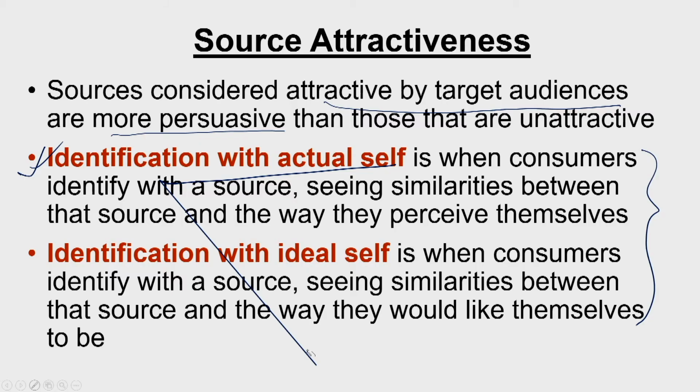Now, why does this happen? There are two types of factors here. One is identification with the actual self. If people find that the source, the model which is giving you information about the product, is matching with your actual self, people take them more seriously. So, the more identification the model in an advertisement shows to your actual self, the more highly this model is accepted.